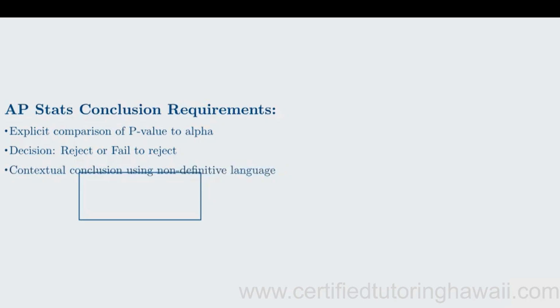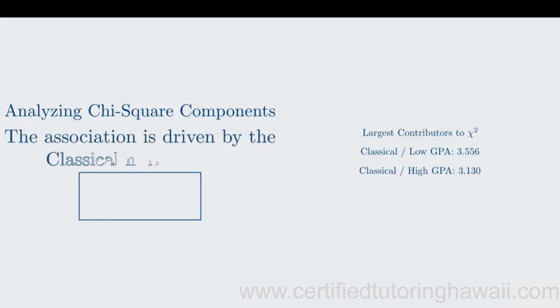We should also look back at the individual components of our chi-square calculation to see what drove this result. Notice that the classical row had the largest differences. There were fewer low GPA students and more high GPA students than we expected. This suggests that the association we found is likely driven by the classical music group performing differently than the others.